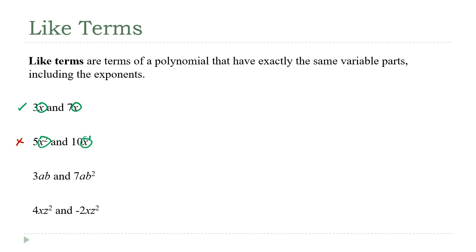Now the next ones, here we have a similar issue. There's more than one variable, and that's okay. We just have to compare both of them. So they both have this a, and that's great so far. But this one has a b where this one has a b squared. Right? That makes the variable parts different. So these two are also not like terms. Okay, and finally, down here we have xz squared and xz squared. Those are absolutely identical, including the exponents. So those are like terms.